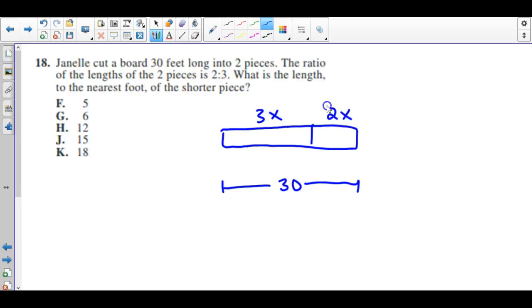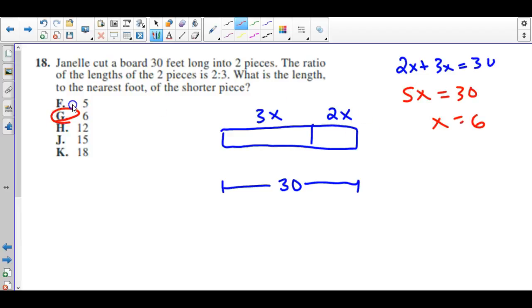And I know that 2x plus the 3x, so if you added these 2 pieces together, would equal 30 feet. So 2x plus 3x equals 30. So 5x equals 30, and x equals 6. So you would think that our answer is G because it's right here, but it's not. It asks for the length of the shorter piece, and that's this piece right here. So you're going to need to substitute 6 in for x, and 2 times 6 is 12. So H is our answer.